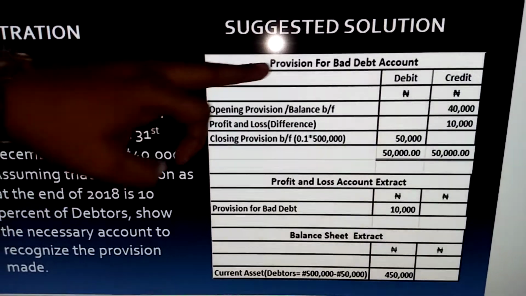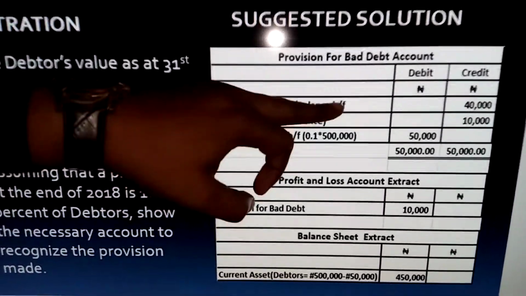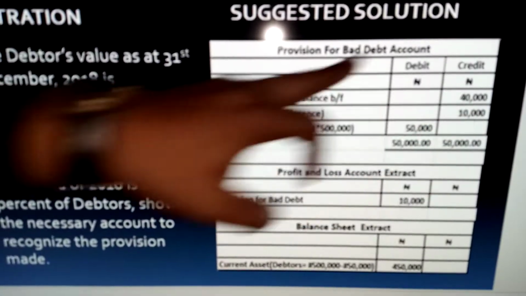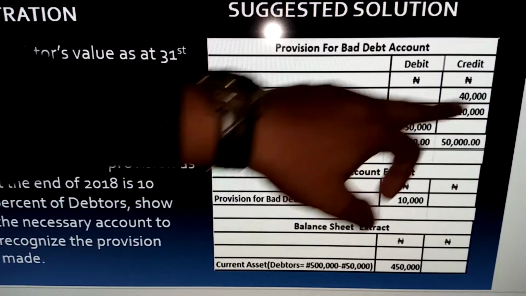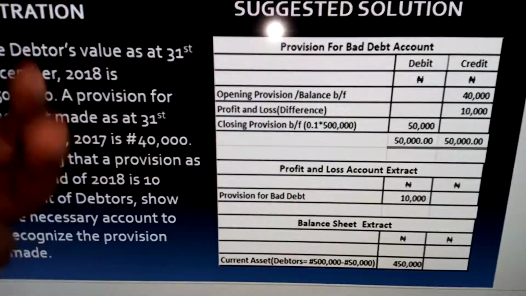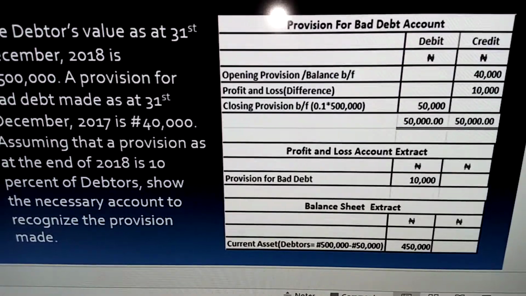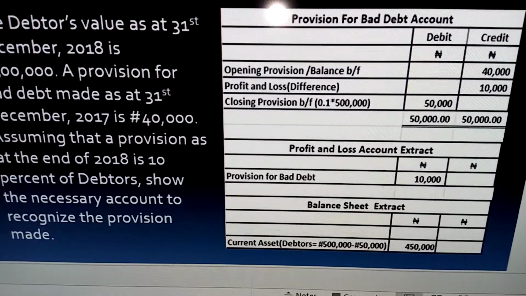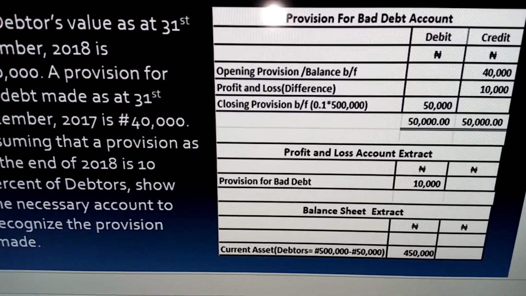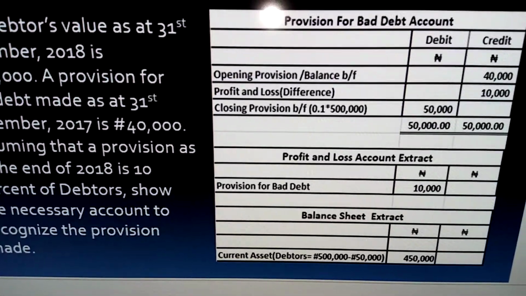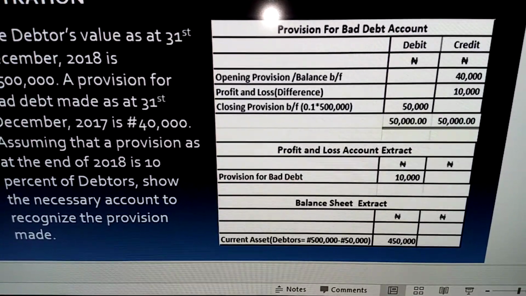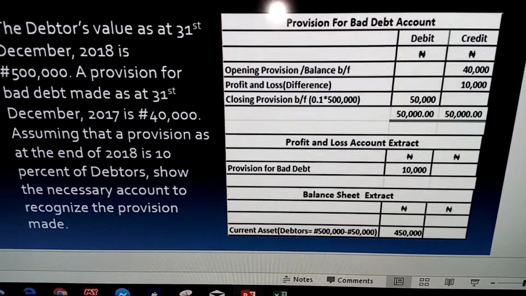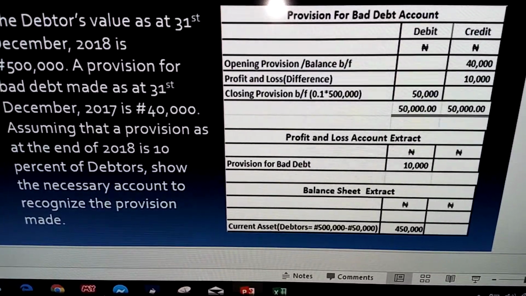So let's go. We have provision for bad debt. You can see opening provision, or balance brought forward, 40,000. Profit and loss difference here, 10,000. Closing provision, 50,000. The difference is 50,000 minus 40,000, which is 10,000. On how to know if the opening provision is credited, I already taught you trial balance. You should know your trial balance by heart. Assets are debited, liabilities are credited, expenses debited, incomes credited, provision for expense items credited, provision for income items debited. Go back to the trial balance class and get to understand that aspect of double entry and trial balance.